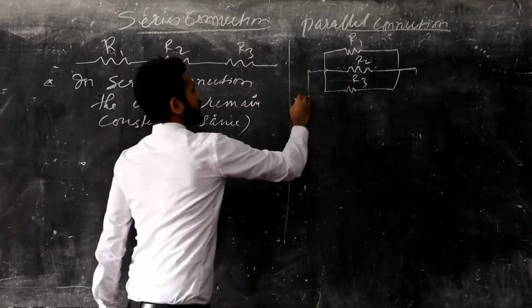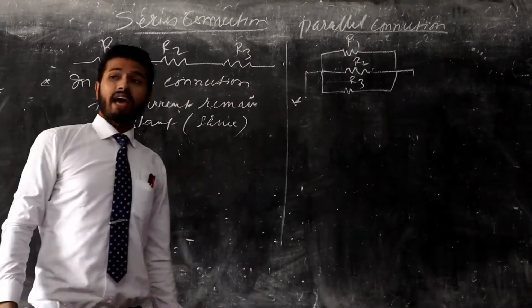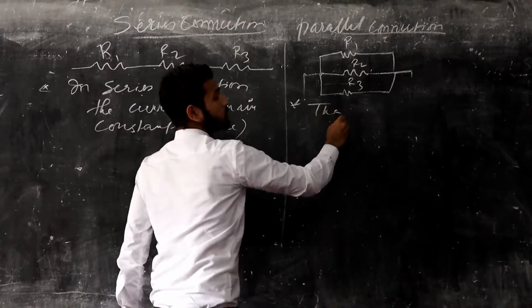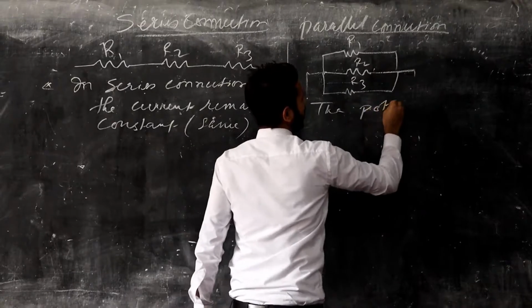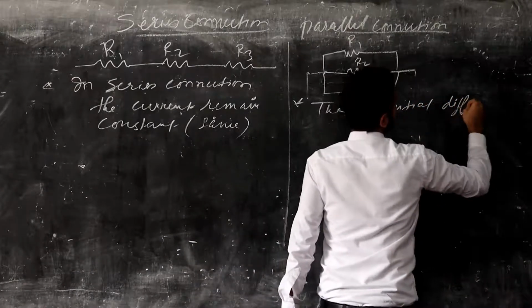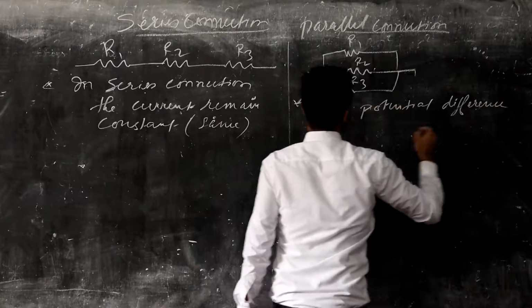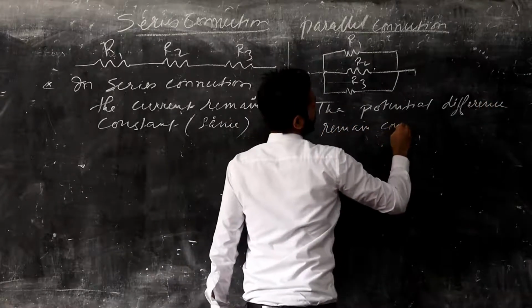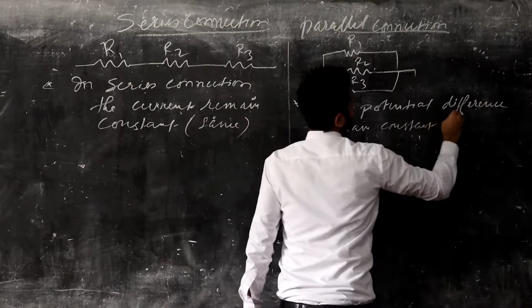But in the case of parallel connection, we found that in parallel connection the voltage remains the same. The voltage means what? The potential difference. The potential difference remains constant, or you can write same.